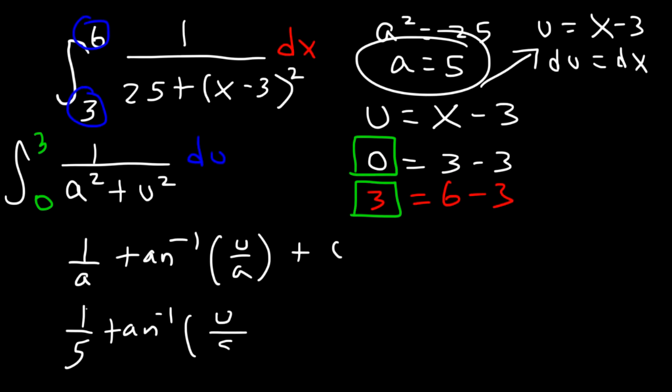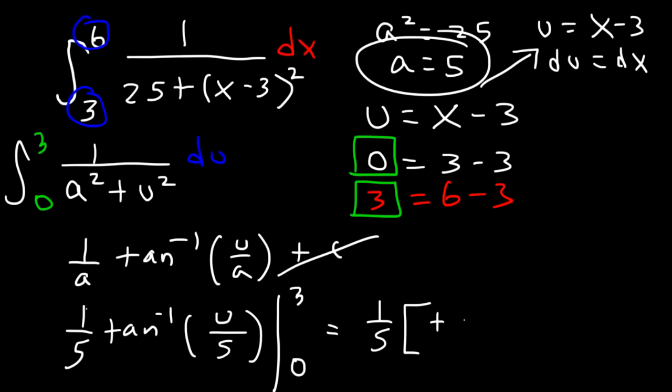u over 5. Now, when you're dealing with a definite integral, you don't really need the plus c, because you have to plug in 0 and 3. So you don't need the constant. You only need it when you're dealing with indefinite integrals. So this is going to be 1 over 5 arctan 3 over 5. We need to plug in the top number first, minus the bottom one, arctan 0 over 5.